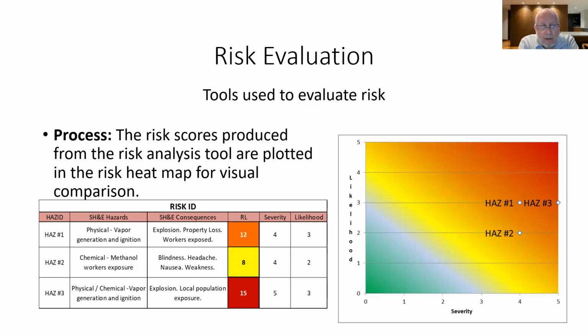Hazard 2 is chemical exposure, methanol, with consequences of blindness, headache, nausea, and weakness. They're giving us severity 4 and likelihood 2, which makes a risk level of 8. And hazard number 3, physical chemical vapor generation, ignition, explosion, local population exposure. They're giving us severity of 5 and likelihood of 3 for a risk level of 15. And they're plotting these now on this kind of heat map for visual comparison.